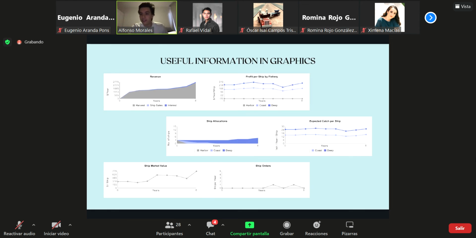The expected catch per ship is going up as well. During year 6, we can see that our percentage went down, but it's going up. The ship market is pretty good for us because we have only 5 ships, but the price is going up every single year, and we did 2 orders during year 6 and during year 7.